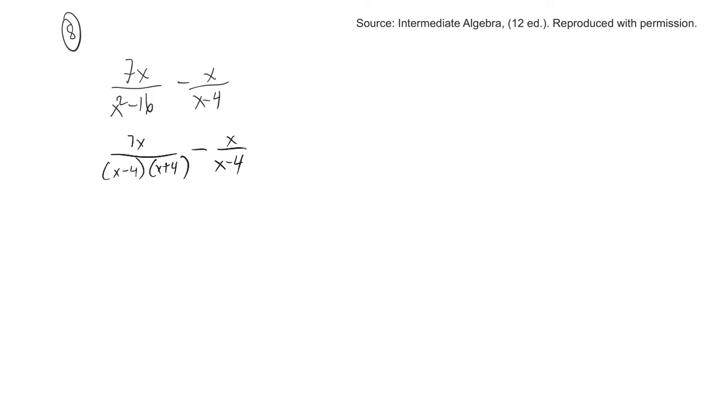And now I need to get a common denominator. So both of these are going to be my common denominator. Since the one on the right doesn't have an x plus 4, I'm going to put 1 on the bottom. But if I put 1 on the bottom, I have to put 1 also on the top. So my common denominator will be x minus 4, x plus 4.